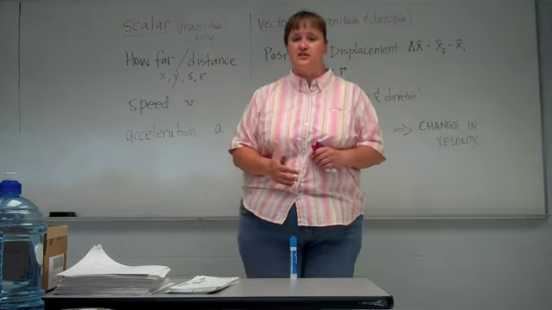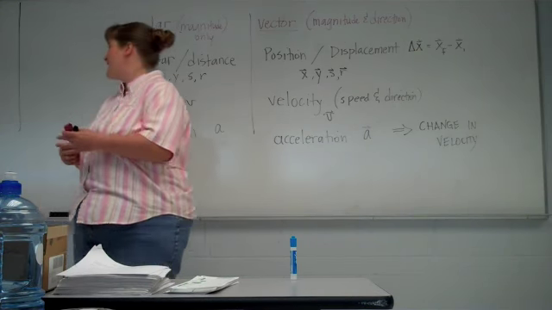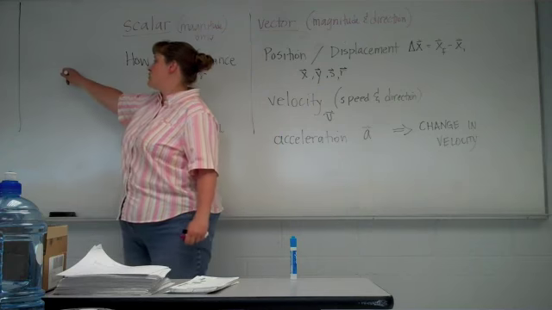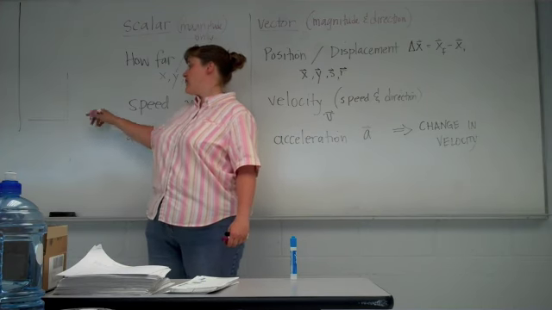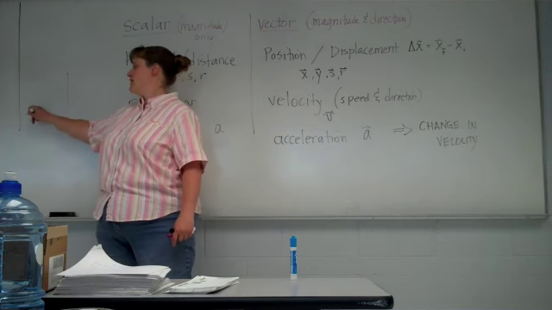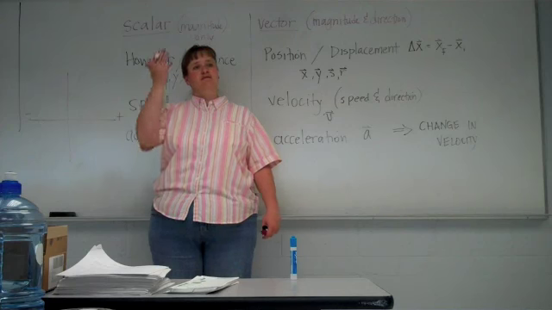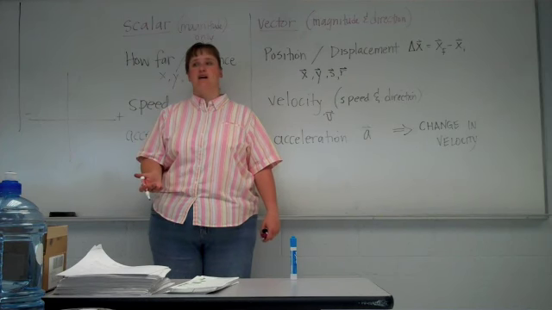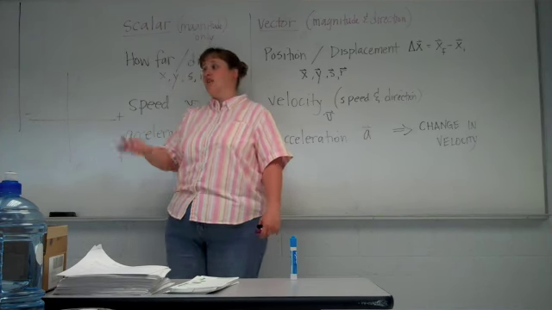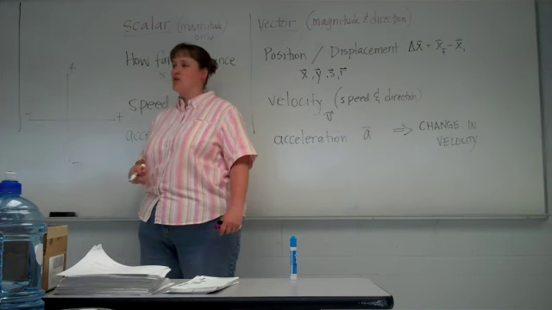So a negative position would be if I'm on this side of home base. So we're looking at the traditional Cartesian coordinate system. If I'm over here anywhere, I'm positive. If I'm over here anywhere, my position's negative. What if we're talking about a ball? Throwing a ball up in the air. If it's above the origin, call it positive. If it's below the origin, we call it negative.